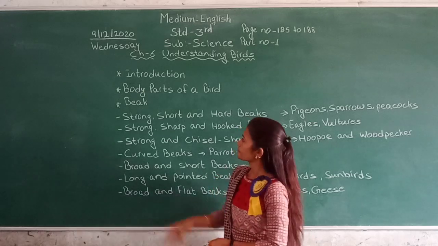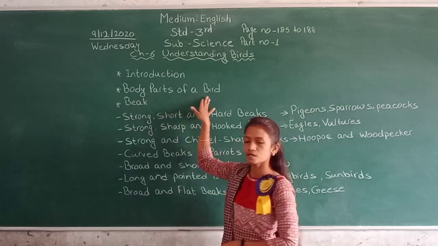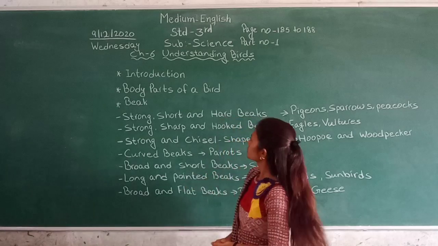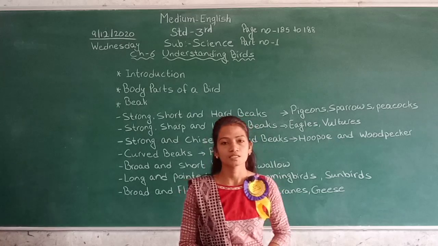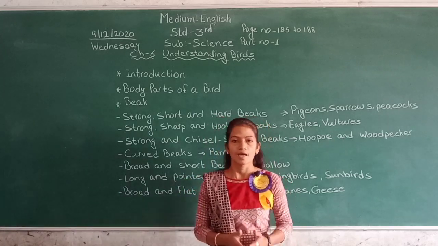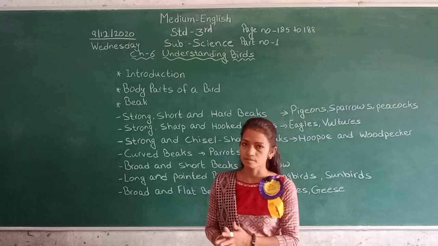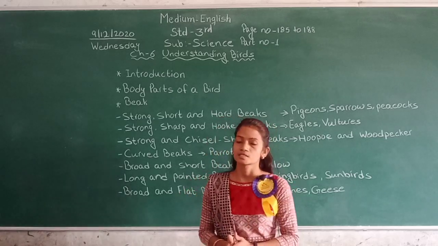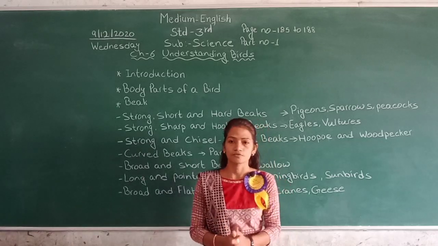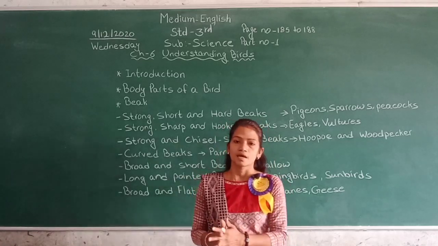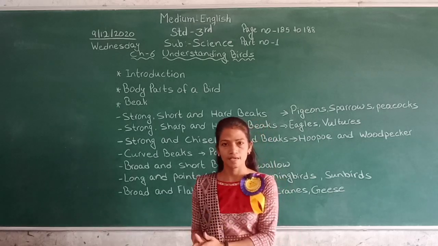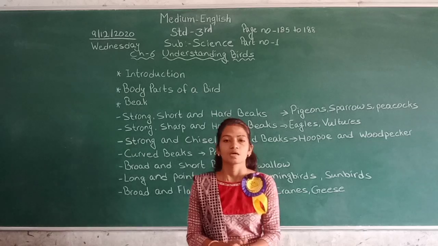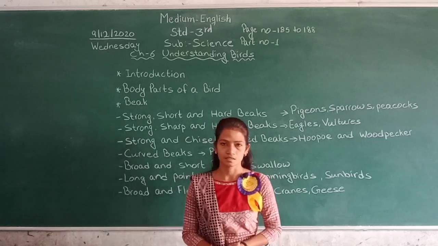So first one, body parts of a bird. Students, a bird's body structure helps it to fly. Its body consists of head, wings, tail and legs.